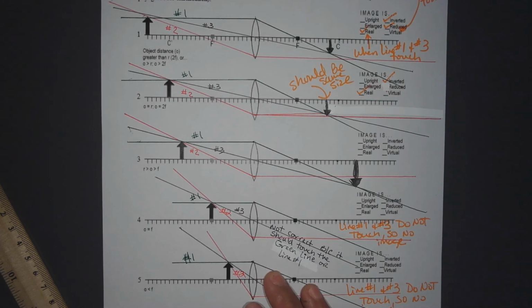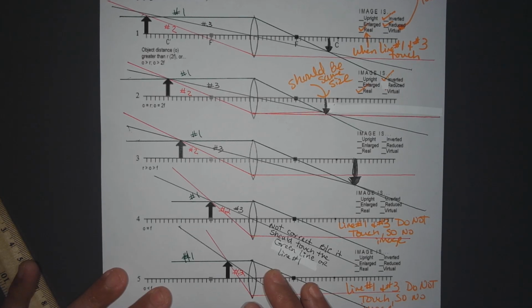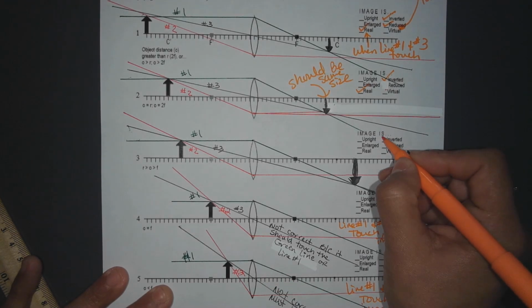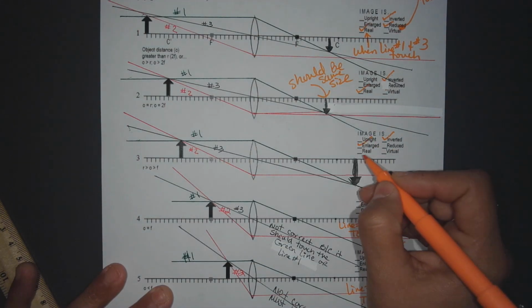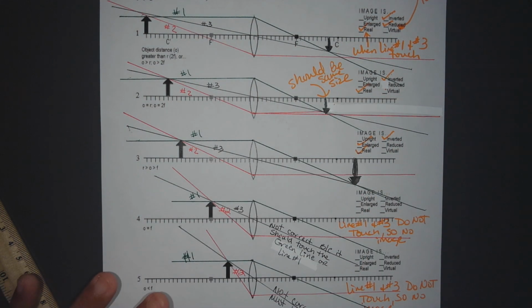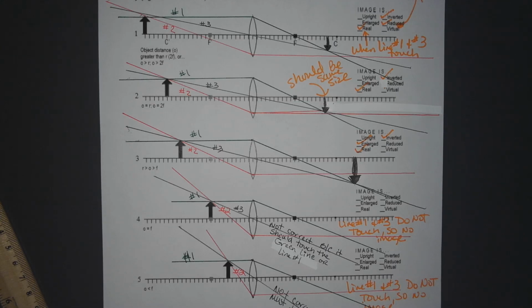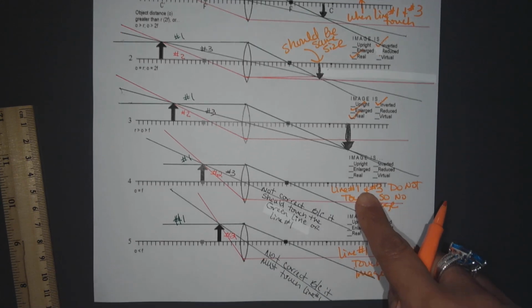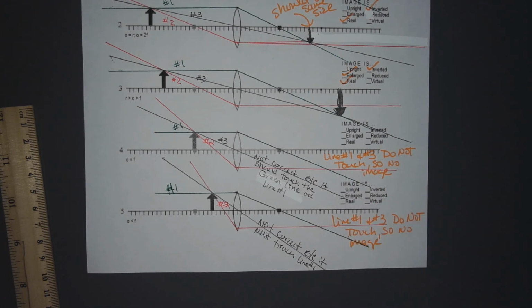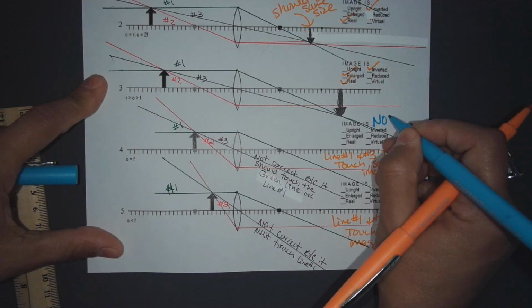Do it again. Number 3, I guarantee you quiz. We need to know. Number 3, can you not tell that this sucker is inverted and enlarged? And it is a real image because line 1 and line 3 touched. But let's do this again. Whoa, is it inverted or is it upright? Upright. Where's the image? Oh, it's not there. Image, I'm going to write the word none.